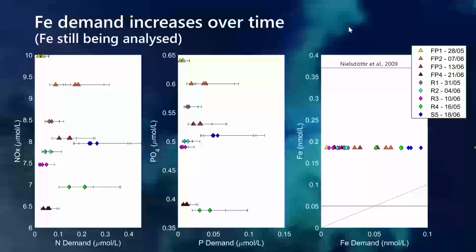But if there's that constant drawdown of iron, it might be that by the time we get to the end of the time series and the iron demand is up here, there may not be enough iron present to grow. And this is also assuming that nothing else is using the iron, but there are going to be diatoms also wanting to consume that iron.